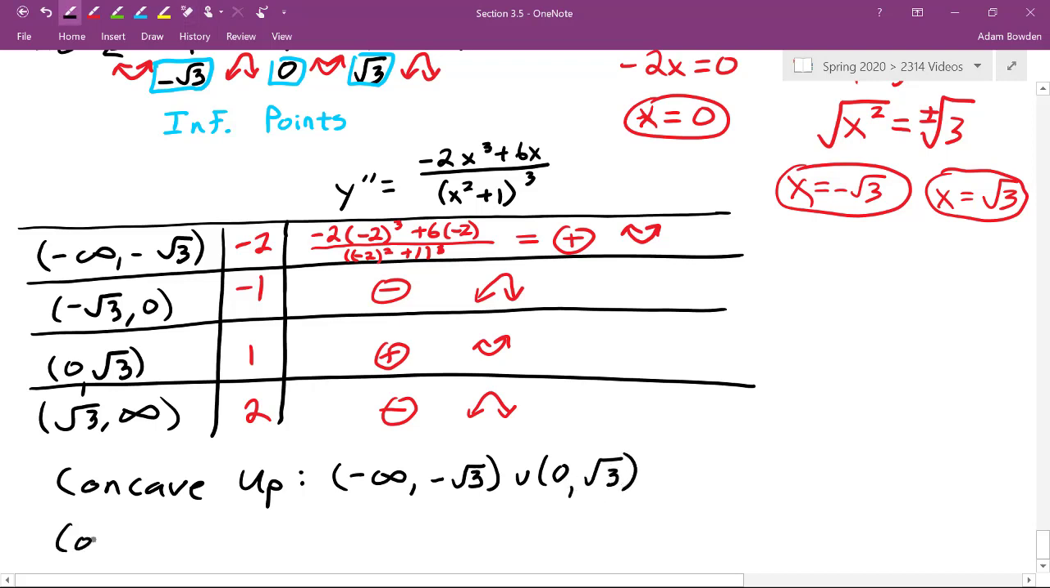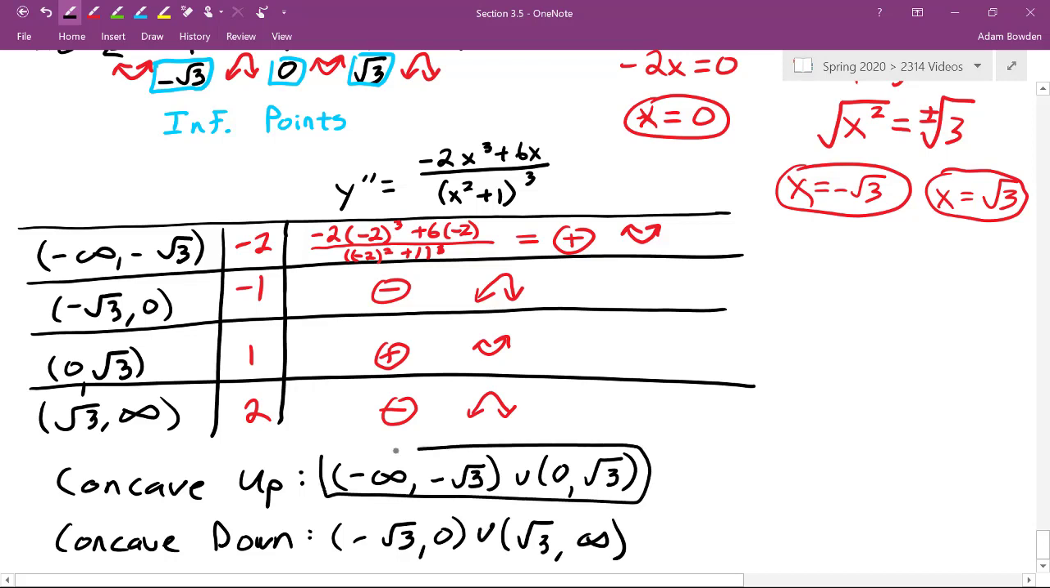It's going to be concave down on the interval from negative square root 3 to 0 and also square root 3 to infinity. Alright, so that's a lot to take in, but that's going to be where it's concave up and concave down.